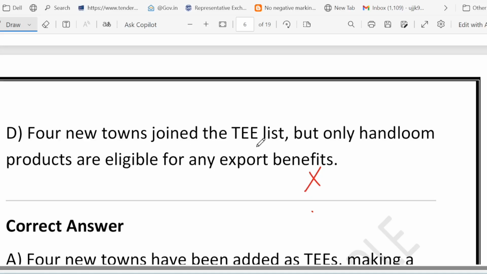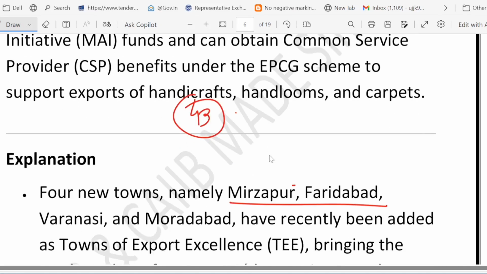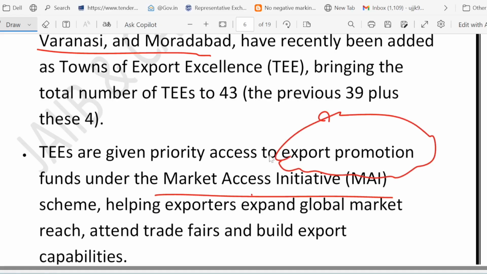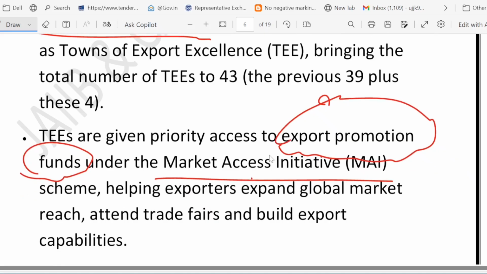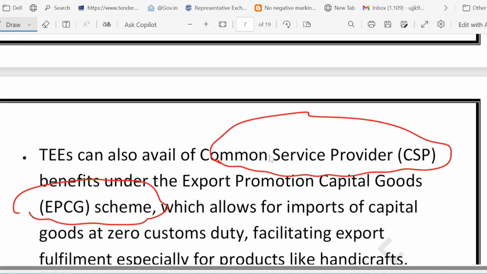So let's summarize the key points we have just covered. TEE count is now 43 after these towns have joined: Mirzapur, Moradabad, Varanasi and others. Then we talk about priority under MIA, the Market Access Initiative Fund. TEE get first preference for export promotion support. And then the EPCG CSP scheme, the Common Service Provider Scheme. TEE can import capital goods duty free for cluster export.